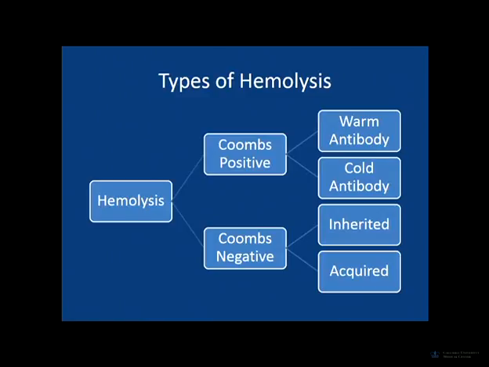And then, to break this down again, this antibody can either be a warm antibody that reacts at 37 degrees, which is your temperature, or a cold antibody, which reacts at lower temperatures. And I'll explain that in more detail. Coombs negative hemolysis can either be something that you're born with or something that you're unlucky enough to get. Now we can take this a step further.